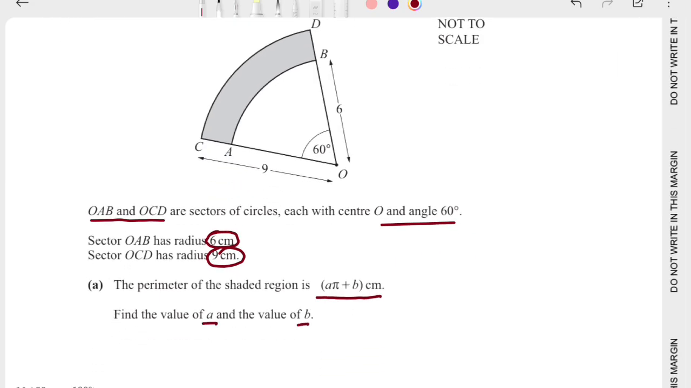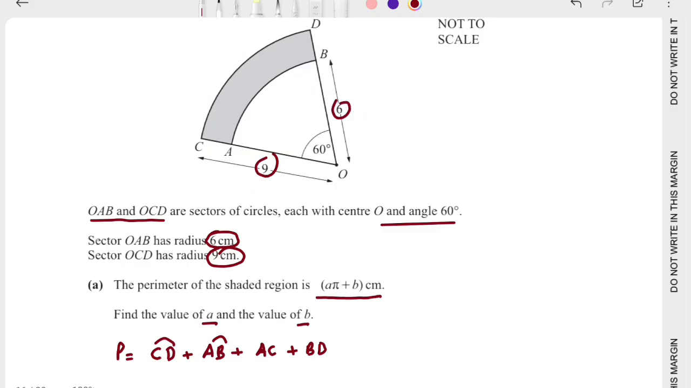This is the question. So first of all, we have to find an expression in terms of A and B for perimeter. So it would be equals to arc length of the outer sector, that is CD, plus arc length of inner sector, that is AB, plus AC and BD line segments. Radius of outer sector is 9 and radius of inner sector is 6.